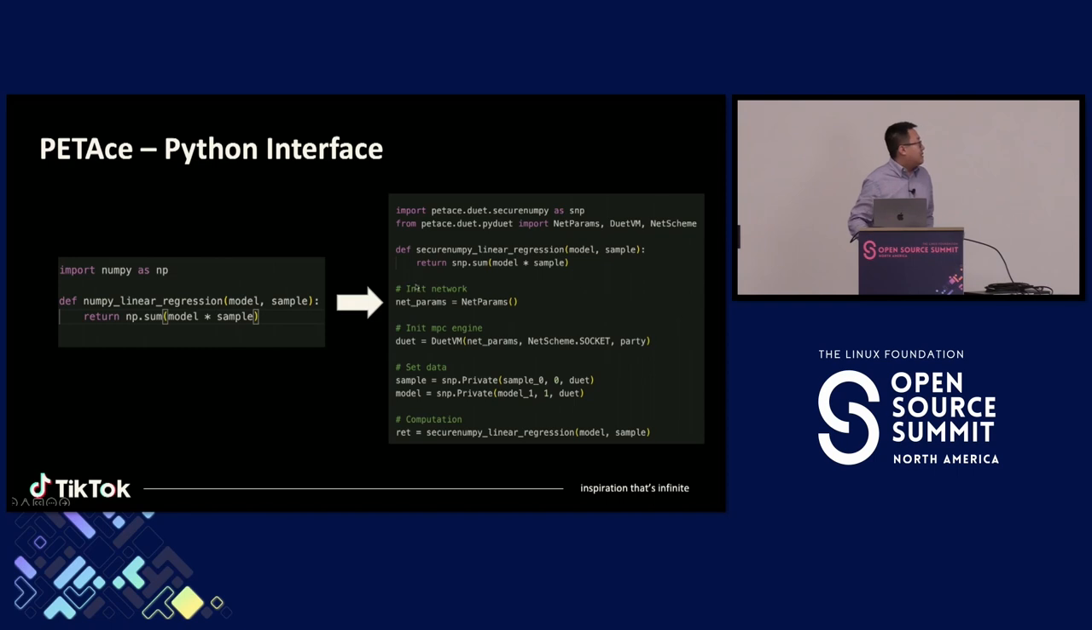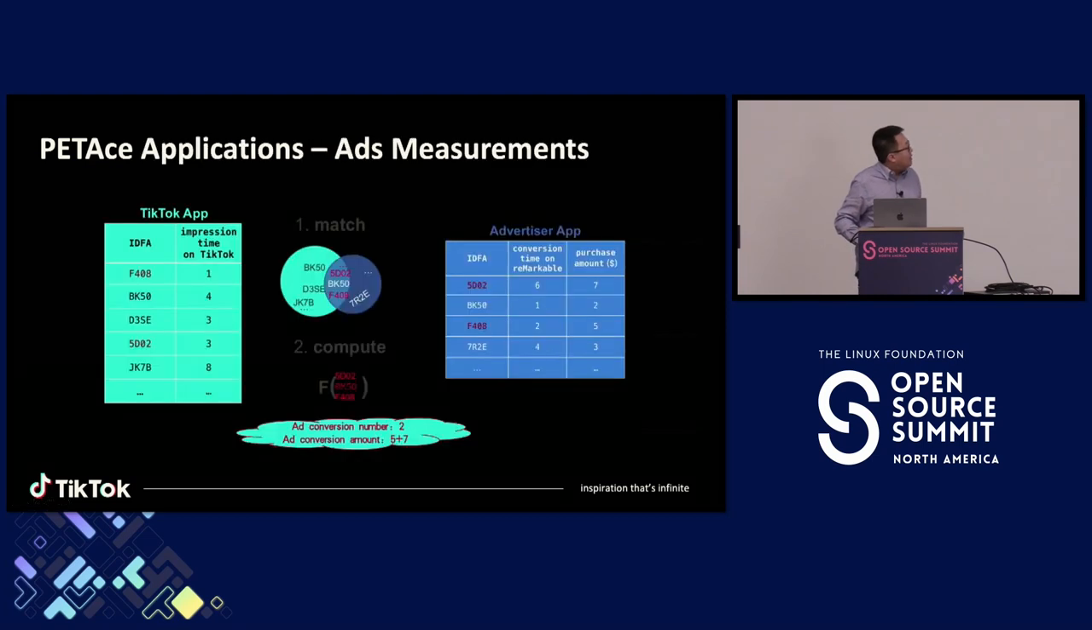Since this is a multi-party protocol, now you need to initialize some network. Then you need to initialize our secure engine. Then the next step is very simple: you just set the data you want to compute, then you do the computation. You see this right-hand side code is very similar to the left-hand side, which is very friendly to everyone to use.